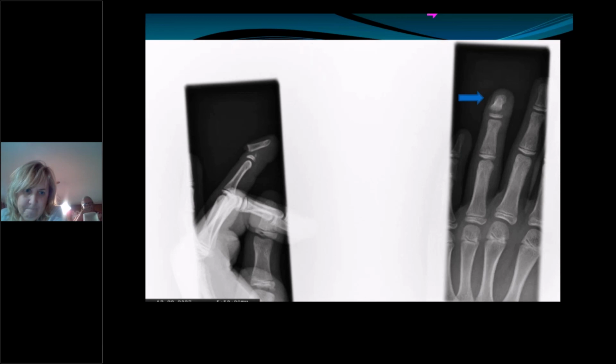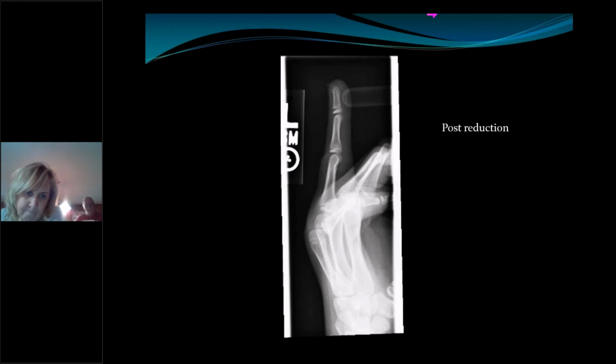Very time-consuming, but not hard to do. But if you've got a waiting room full of people, it's no fun. If you've got an hour to kill and there's not a lot going on, it's a pretty easy thing to take care of. Post-reduction, they look great. It wants to go back to where it belongs.